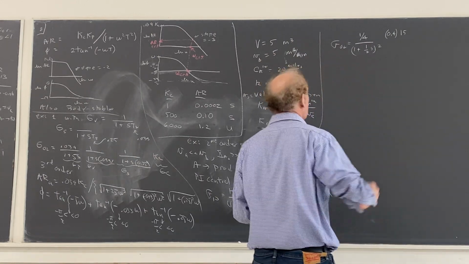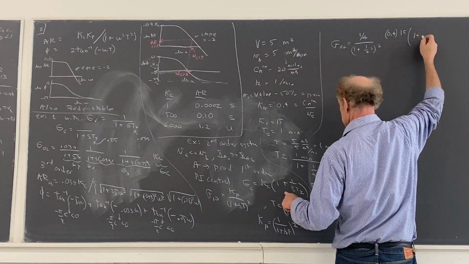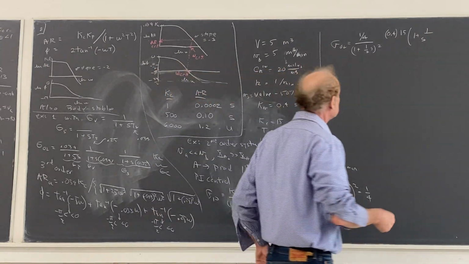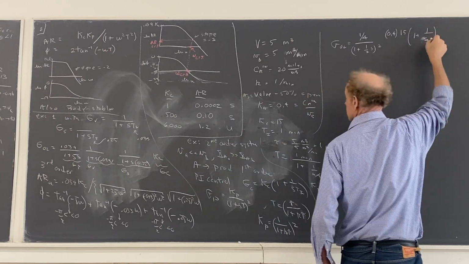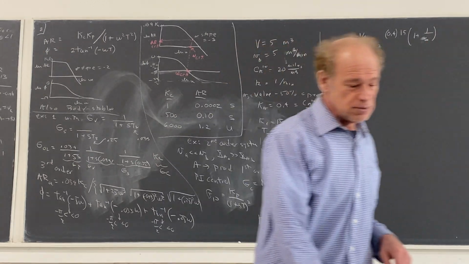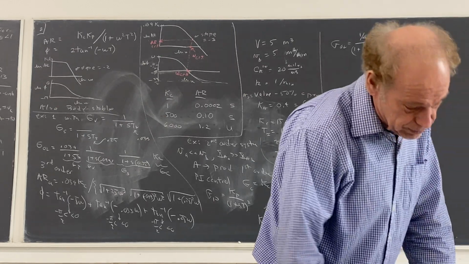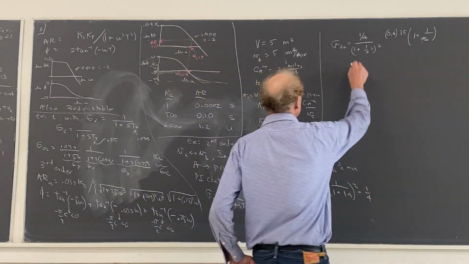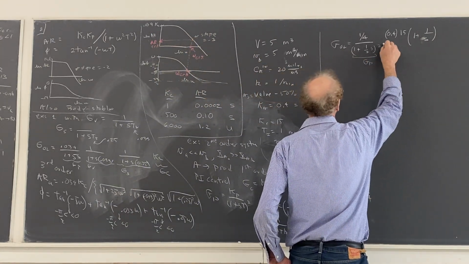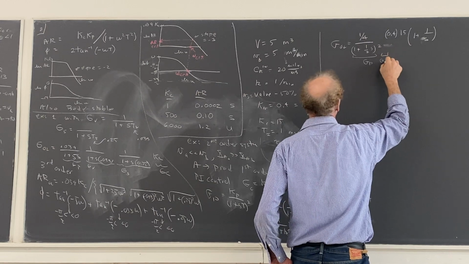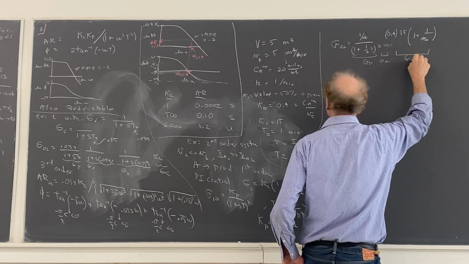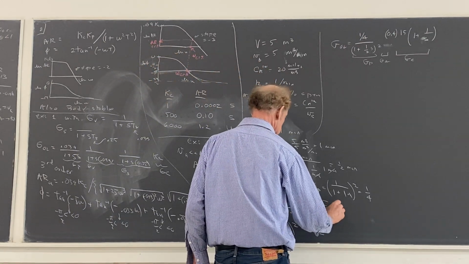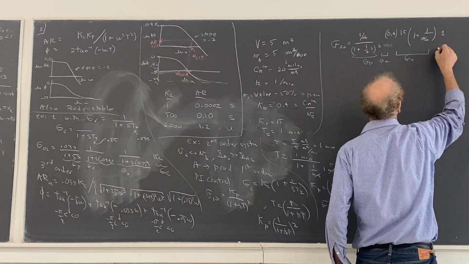Over, here it is, times 1 plus 1 over S times Ti. But Ti we said is 1. Was Ti 1 or 0.1? I remember it not being 1. No, it's 1. Okay. 1 over 1 plus S. So that's Gp, Gv, Gc, and I guess I'll set Gs equal to 1.